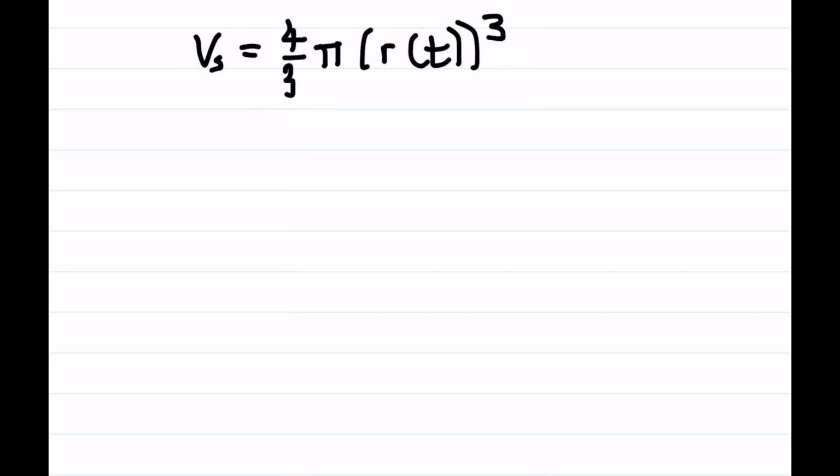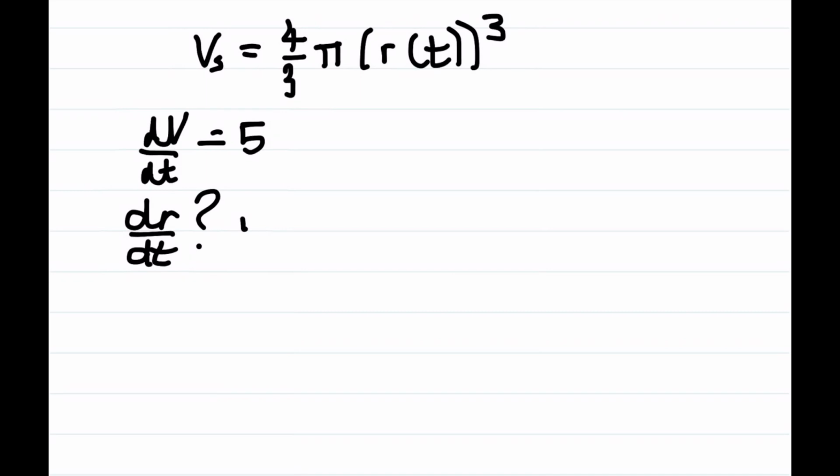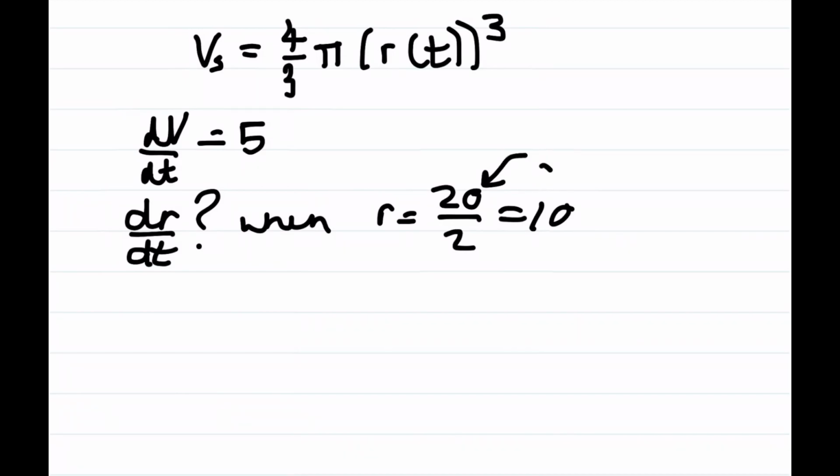In our question, we're also given that the rate at which the balloon is increasing in volume is 5 centimeters cubed per minute. So here dV/dt will be equal to 5. And now we want to find what dr/dt is when r is equal to 20/2, which is equal to 10, where 2 is our diameter.